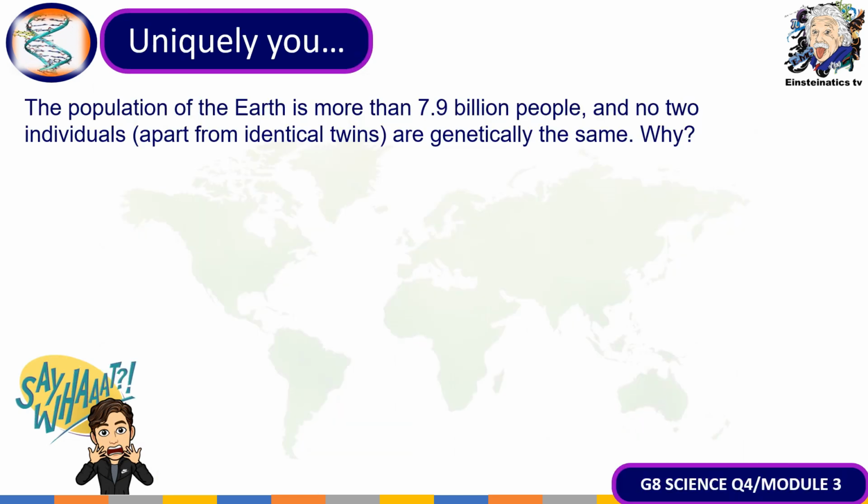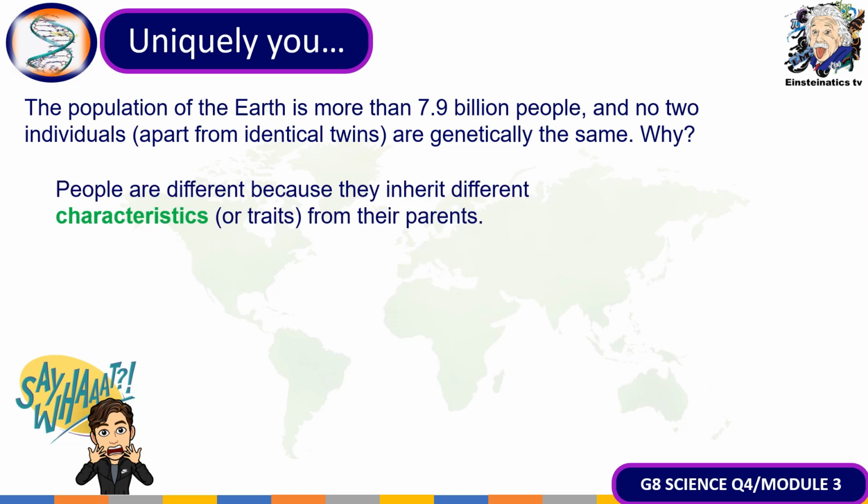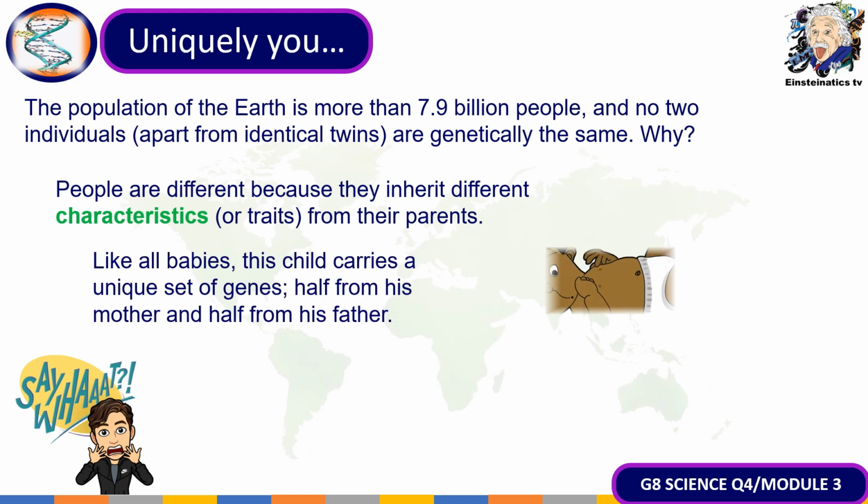It's amazing to imagine that from the 7.9 billion people on Earth, no two individuals are the same. So why do you think so? Why is it that no two persons are the same? People are different because they inherit different characteristics, known as traits, from their parents.